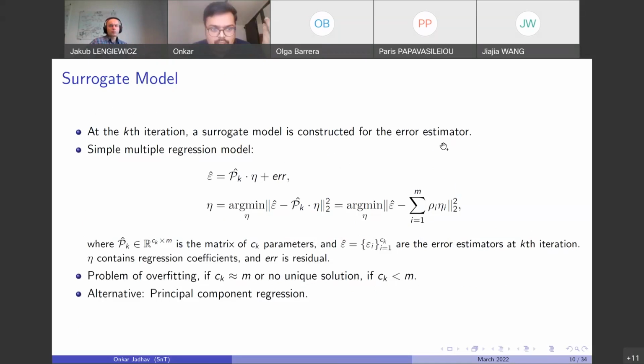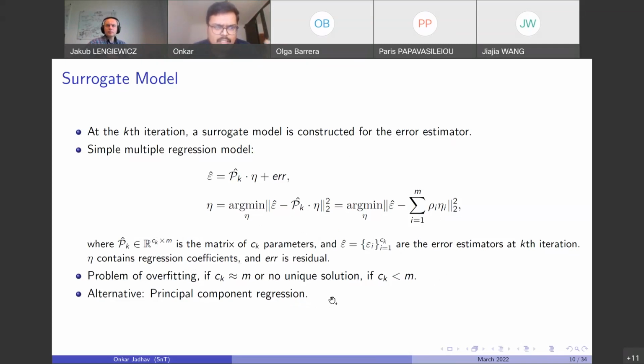One could consider a simple multi-regression model as shown over here, where the least squares approach gives us the necessary regression coefficients eta, but there were two main problems. First of all, we have a data matrix at each kth iteration of order Ck cross M, where Ck is the number of parameters and M is the number of tensor points. If Ck is almost equal to M, then there might be a problem of overfitting. And if Ck is less than M, then there is no guarantee that the least squares approach will give us a unique solution. Thus, to overcome these problems, I am suggesting the principal component regression technique.